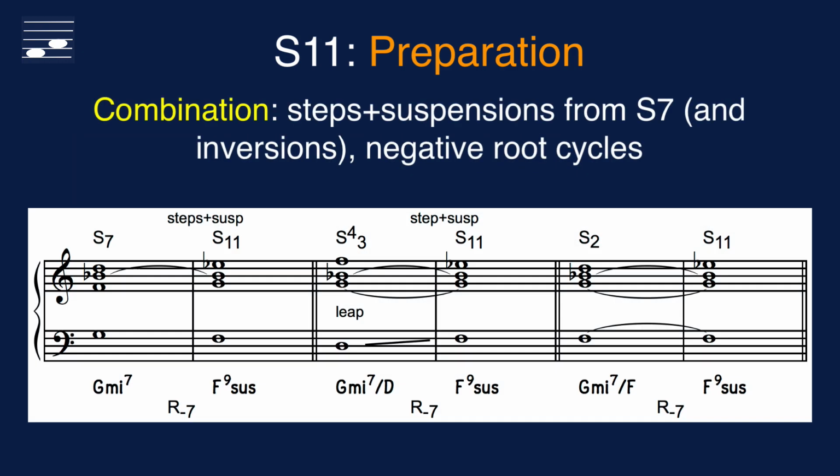And here's the final set of preparations, also from inverted G minor 7th chords. All 3 use root cycle R-7, the root descending to the next lower degree of the diatonic scale. Once again there are combinations of suspension and steps, and we see a leap in the bass in case of the 2nd inversion 7th chord.